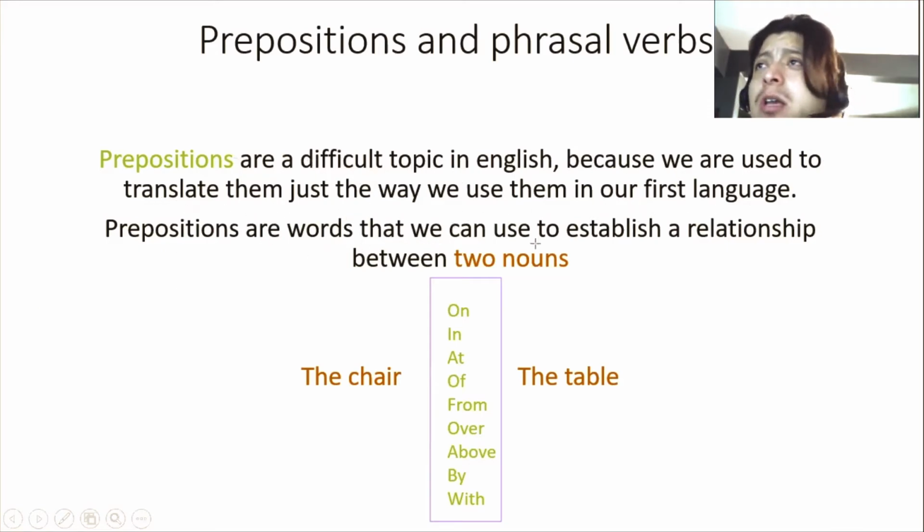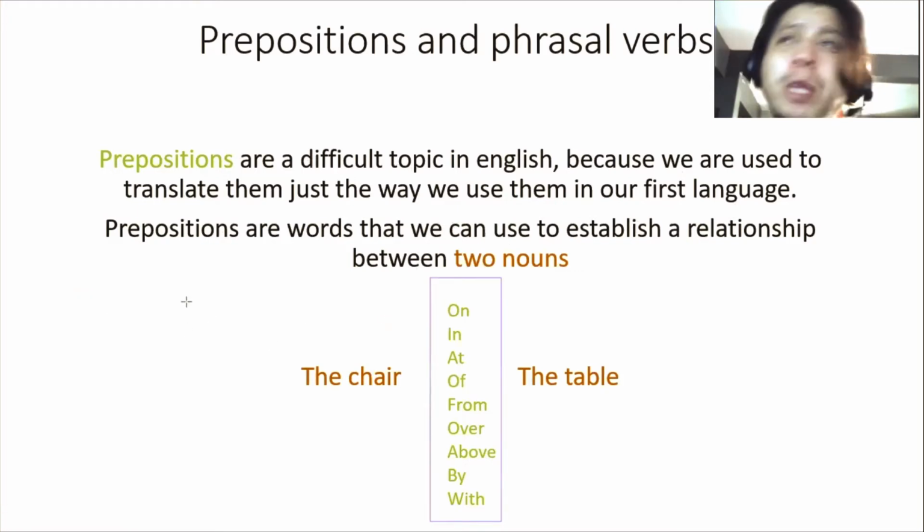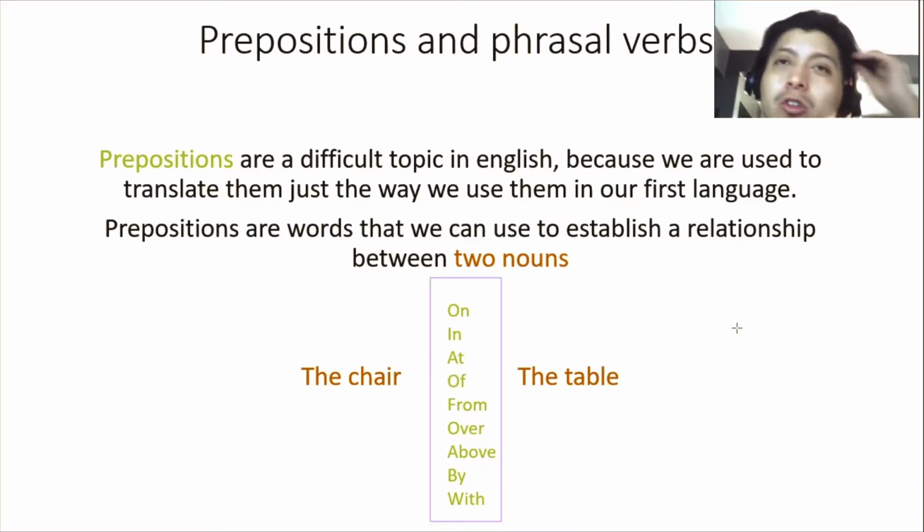Prepositions are words that we can use to establish a relationship between two nouns. The first problem that we have is that we tend to translate. Yeah, we think, voy con mi hermano. Yo voy, ¿cómo se dice con? Y buscas en el diccionario, con es with, entonces with my brother. En ese caso está bien. Pero el problema es que no todas las preposiciones se utilizan como las utilizamos en el español. No son tan equivalentes. Aquí el diccionario no va a servir mucho.